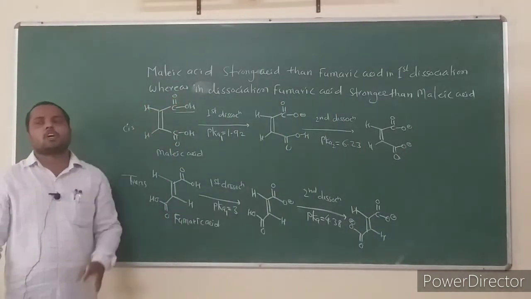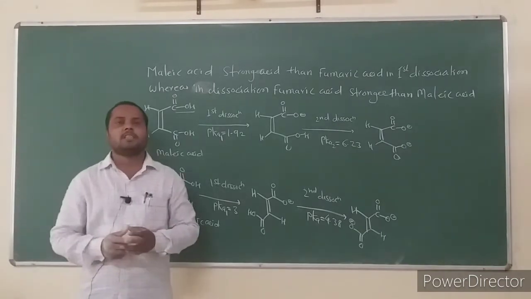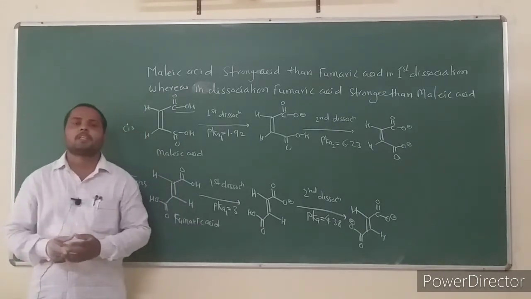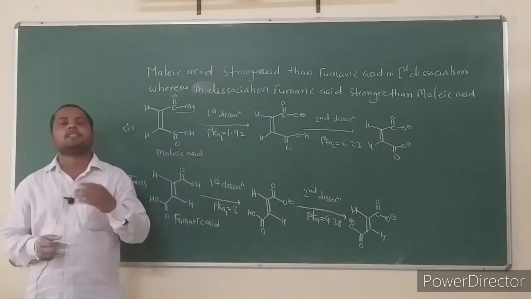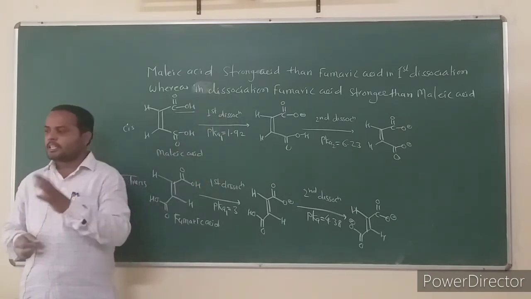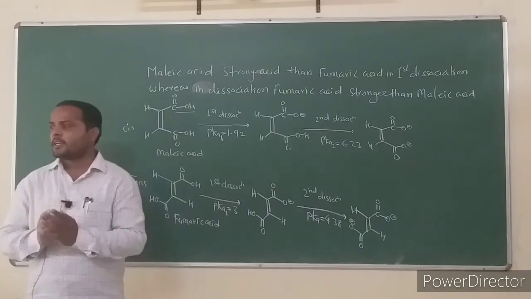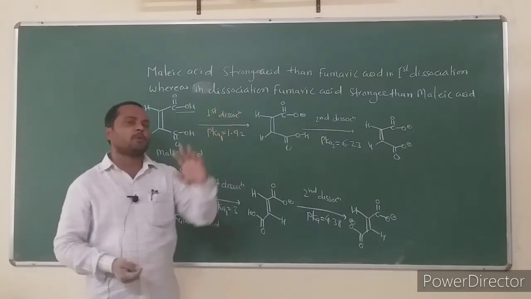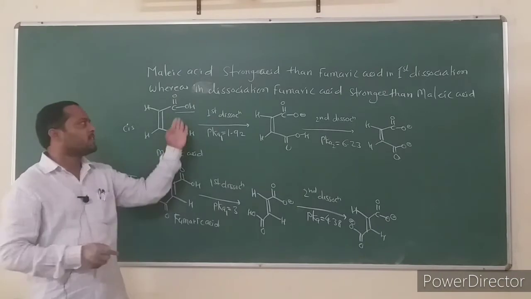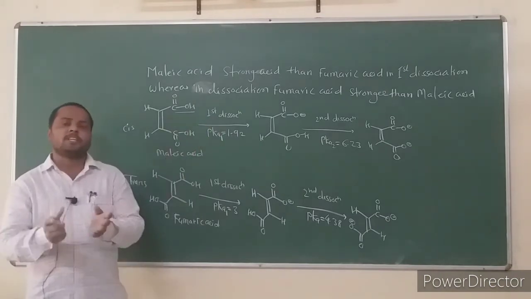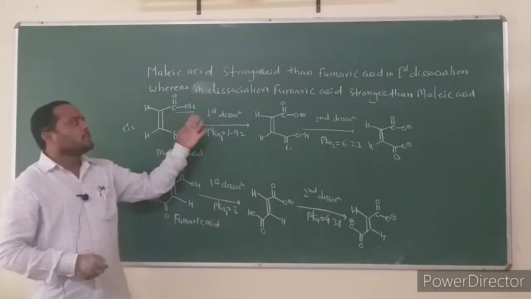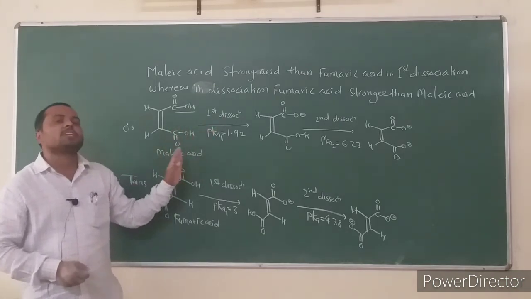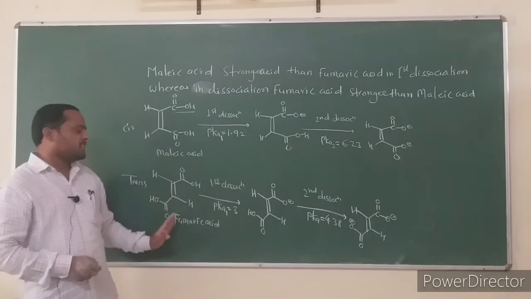Malic acid is stronger than fumaric acid after the first dissociation, and fumaric acid is stronger than malic acid in second dissociation. Two dissociations occur. Dicarboxylic acids have two acid functional groups, and both functional groups undergo dissociation. In the first dissociation, these are unsaturated dicarboxylic acids, malic and fumaric acid.